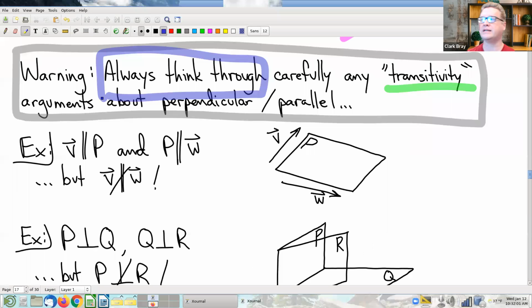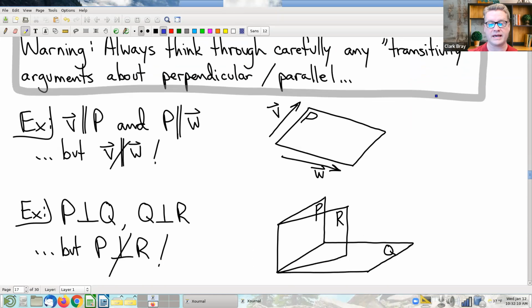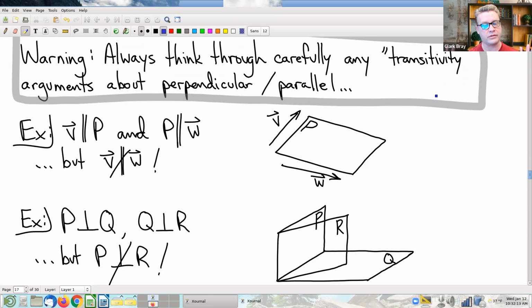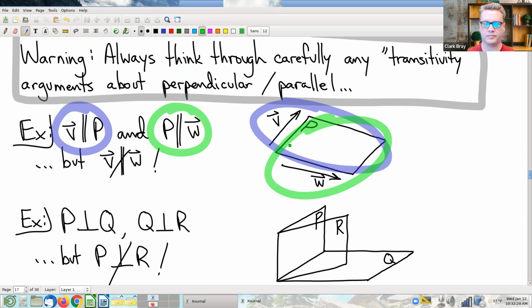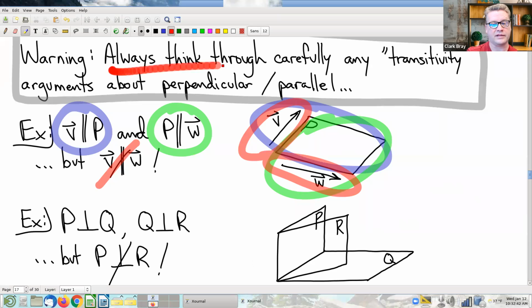Because not every one of these knee bone connected to the leg bone kind of geometric statements is maybe as true as you think it is, right? So you do have to think it through. For example, this vector is parallel to this plane. That same plane is parallel to that vector. So this is parallel to that, that's parallel to the other. It does not follow that these are parallel to each other. It also doesn't follow that they're perpendicular. You don't get anything. There's no conclusion to be made there. So again, you got to think it through.